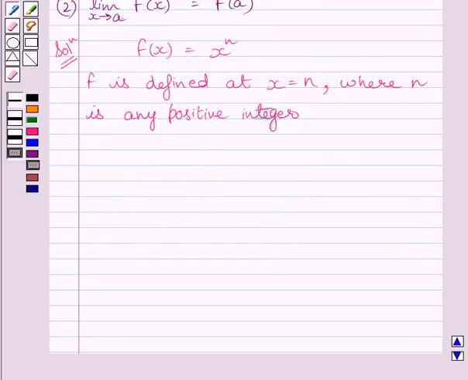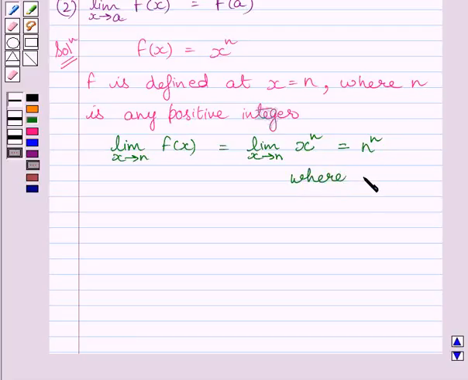Now let us find out limit of the function at x is equal to n. So we can write limit of x tending to n f(x) is equal to limit of x tending to n x raised to the power n, which is further equal to n raised to the power n, where n is any positive integer. Now let us find out value of the function at x is equal to n. That is, we will find out f(n), which is equal to n raised to the power n, where n belongs to positive integers.